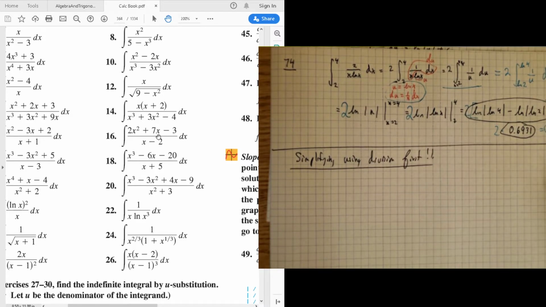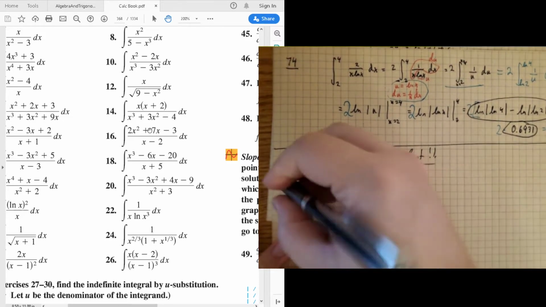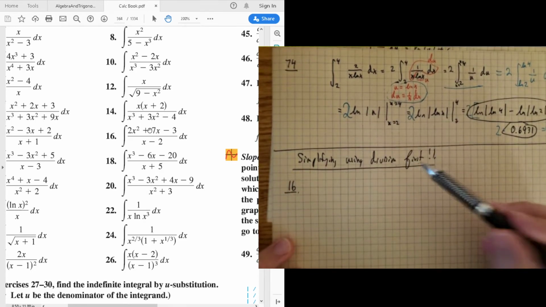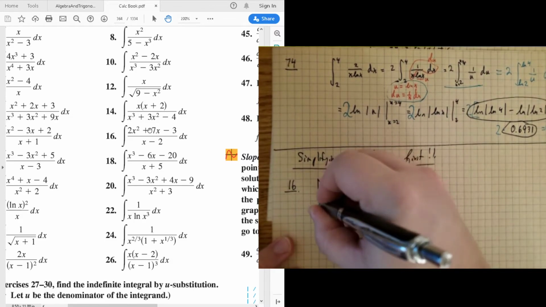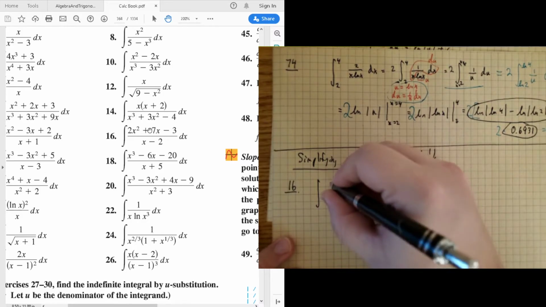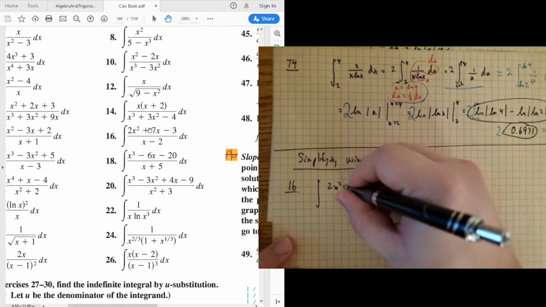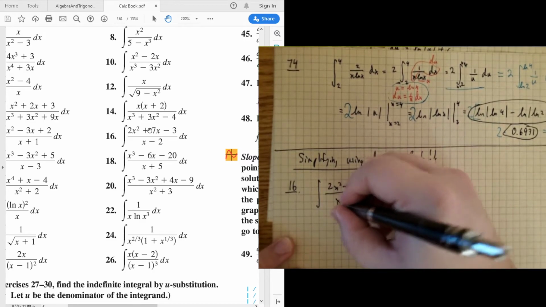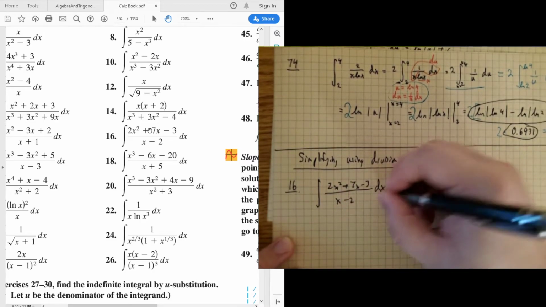So one of the things you can do is use a property of trig, a property of college algebra, and a property of algebra 2 to try to simplify this thing first. So let's take a look at number 16. I'm going to showcase on number 16 how you can simplify using division first. We have the integral of 2x squared plus 7x minus 3 over x minus 2 dx.